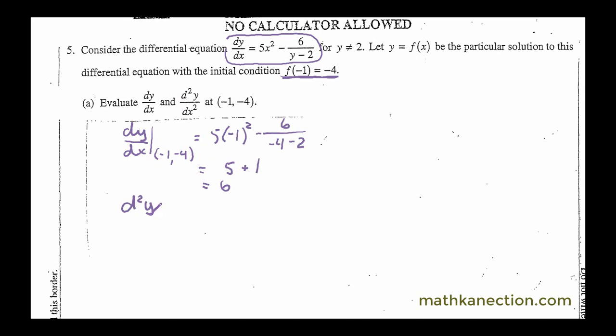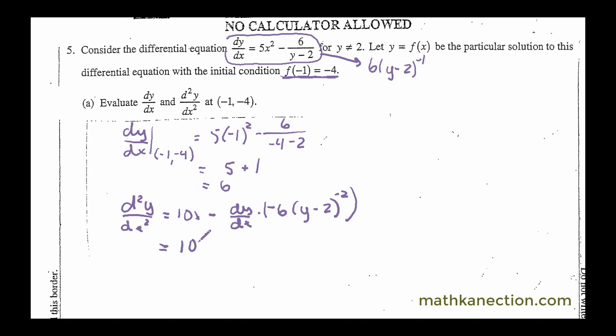So then we need the second derivative, so we'll get the derivative of 5x squared, which is going to be 10x, and then the derivative of 6 over y minus 2. Just rewrite the problem as 6 times (y minus 2) to the negative 1, so I can do a chain rule instead of a quotient rule. In doing the chain, the derivative of the inside is going to be dy/dx, multiplied by the derivative of the outside, which is going to be negative 6, and then keeping the inside the same, the derivative of the outside, which then will be negative 2.